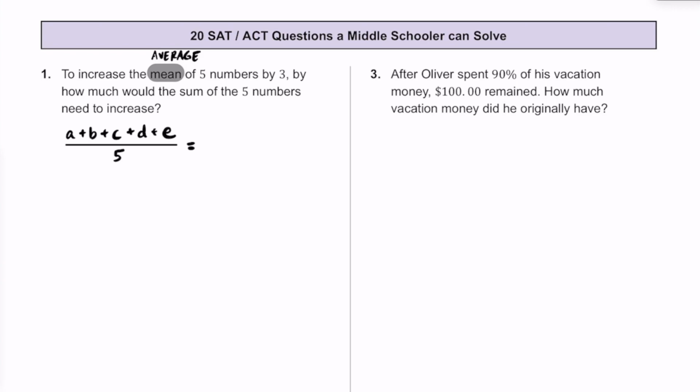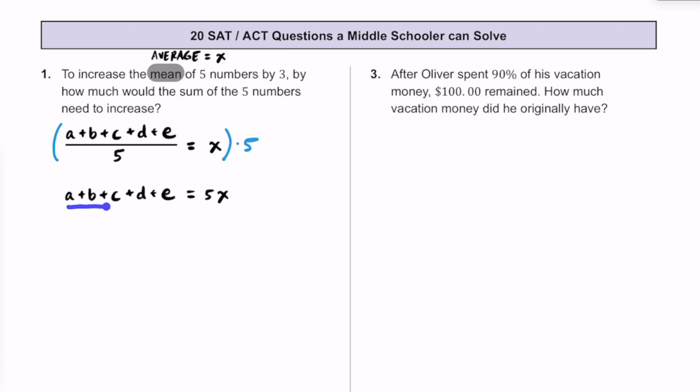And so we know the average is going to be trying to increase by 3. So let's just say we don't know what the average is, but we're going to use x to represent the average. Alright, so if we took the average of these 5 numbers of A, B, C, D, and E, so we took those and found the sum, then divided by 5, we would get x, which is the average. So if we multiply both sides by 5, the 5s are going to cross cancel on the left side. So we know that the sum of these 5 numbers has to be equal to 5x.